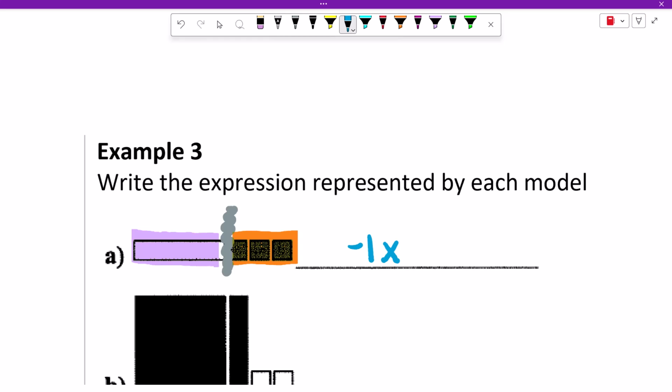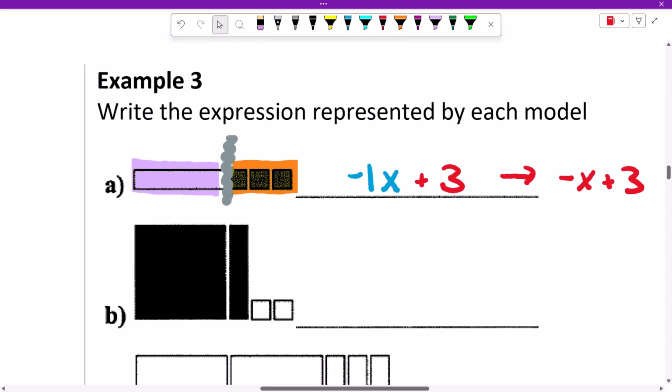Then the orange part, 3. And we need to show if it's positive or negative, so the plus 3. So now with coefficients, you don't have to show 1s. So this whole thing could be rewritten as negative x plus 3 like this. So the 1 coefficients don't have to be shown.